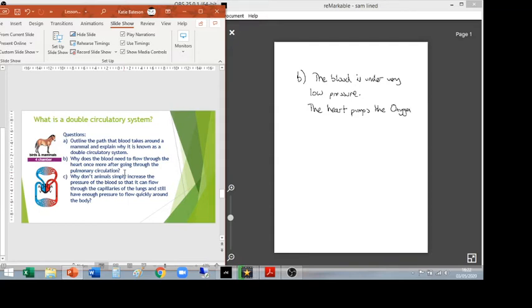So this heart pumps the oxygenated blood, allowing it to travel to the respiring cells that need the oxygen quick enough to meet your metabolic demands, to basically do enough respiration to, you know, survive as a human being.